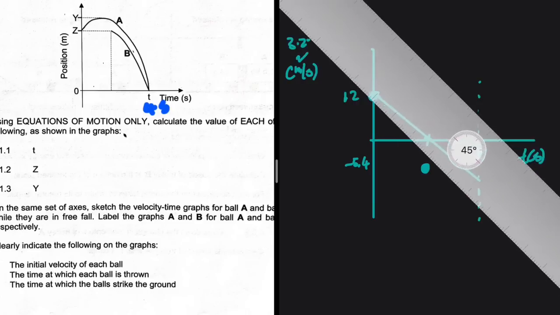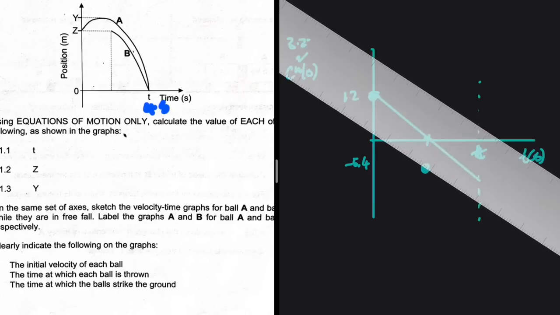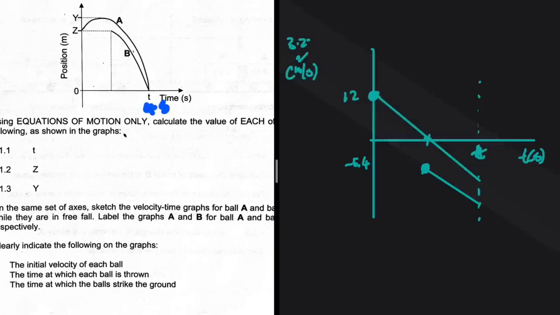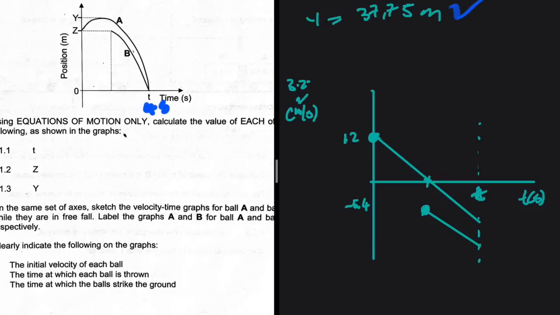So that is for ball B, and then for ball A rather. Ball B is projected downwards, so it starts here and then stops at time T. So you're supposed to have something like this as far as the velocity-time graph is concerned. So there we go.